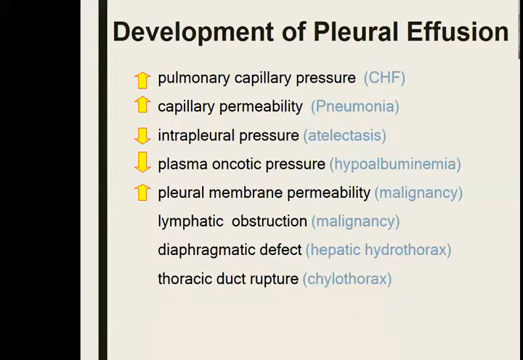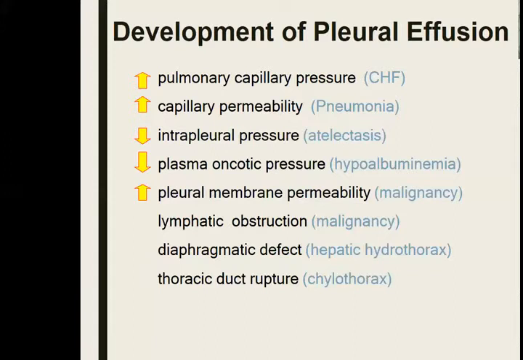There are certain other reasons for accumulation of pleural fluid, that is movement of fluid from the abdomen into the pleural space through diaphragmatic defects. So that could also account for it. If we take examples: an increase in pulmonary capillary pressure, a good example is congestive cardiac failure. Capillary permeability increase, a good example is pneumonia.